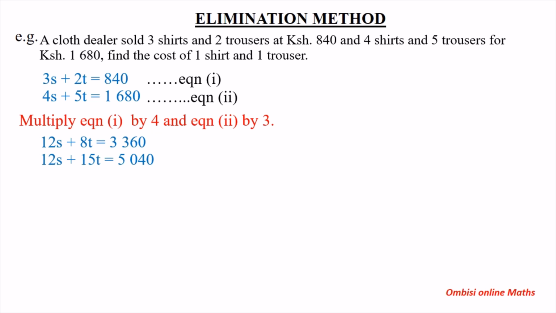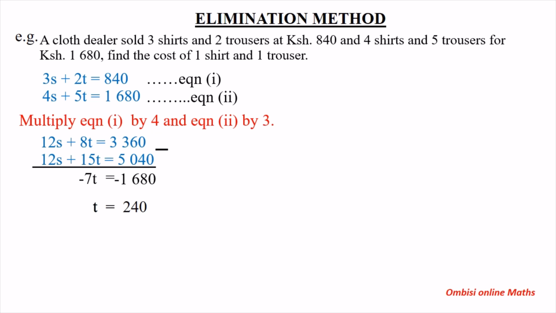So you eliminate 12s from both sides by subtraction, because when you subtract, you end up with 0. So 8t minus 15t is going to give us negative 7t. Negative 7t equals 3,360 minus 5,040, that's going to give us negative 1,680. You divide by negative 7 on both sides, and you end up that t equals 240.